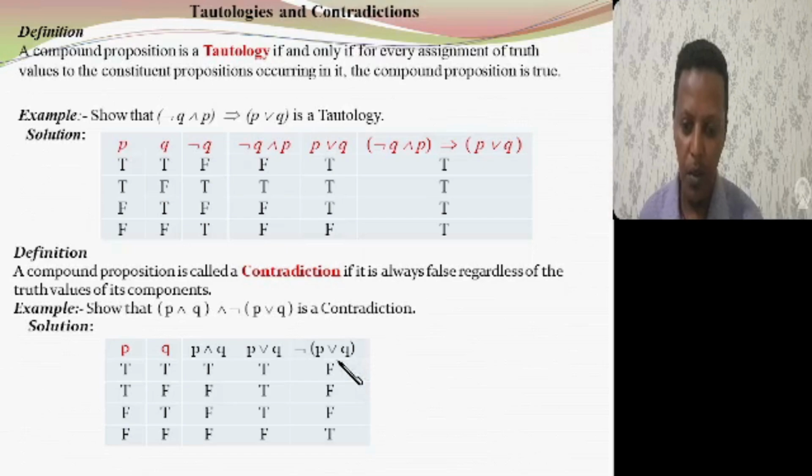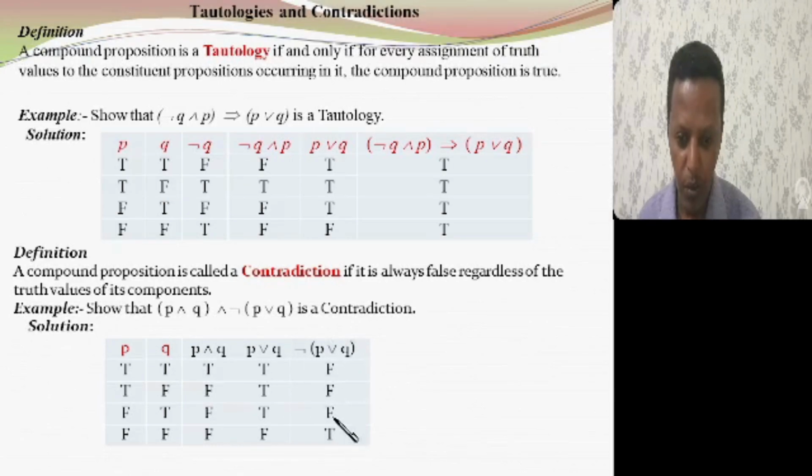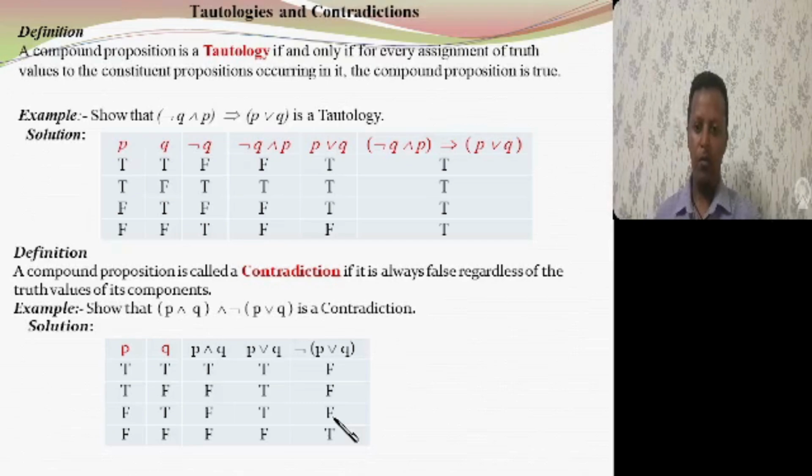And finally, P and Q, the third column, with the negation of P or Q, the fifth column, the third and the fifth, based on what? Conjunction. Now when we use conjunction, when both are true, it is true, otherwise it is false. So true and false, it is false.